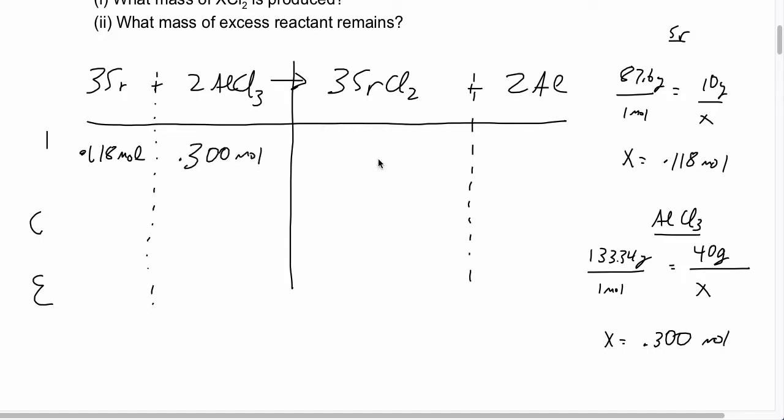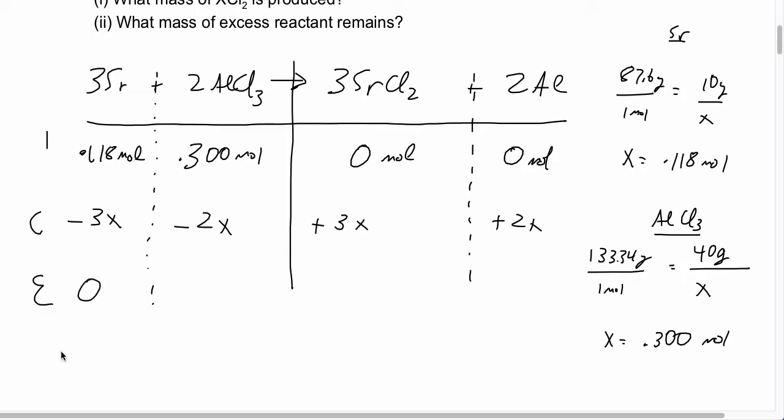And this is 0 moles, and this is 0 moles because the reaction hasn't happened yet. And this is going to go down by 3x only when you compare it to this, which is going down by 2x. And this is going up by 3x, and this is going up by 2x. So these all relate to one another here. So there needs to be 1.5 times more Sr than AlCl3, and we don't have that. So we're going to run out of that right now.